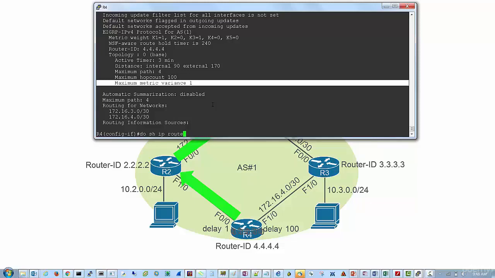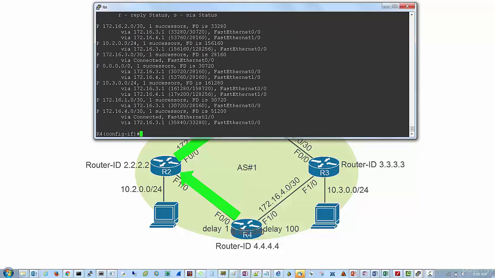So let me show you what I mean here. I know it's kind of confusing by just trying to explain it, so let me show you. Okay, so right now we have a variance of 1, meaning that the variance multiplier is just times 1, so our variance total would be the same as the feasible distance. And the path to R3 obviously is more than that variance total, which would be this. So if we make the variance 2, that means that it would take 30,720, multiply it by 2, and then any paths that had a metric lower than that total would then be installed in the routing table.